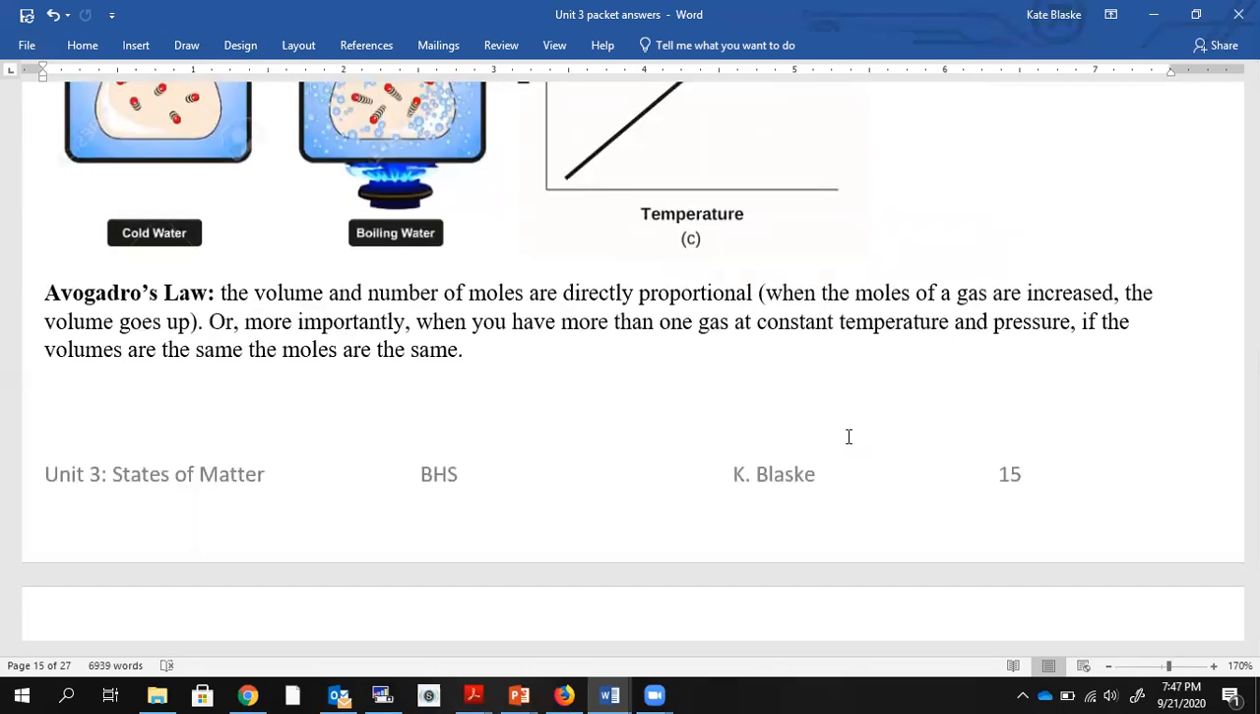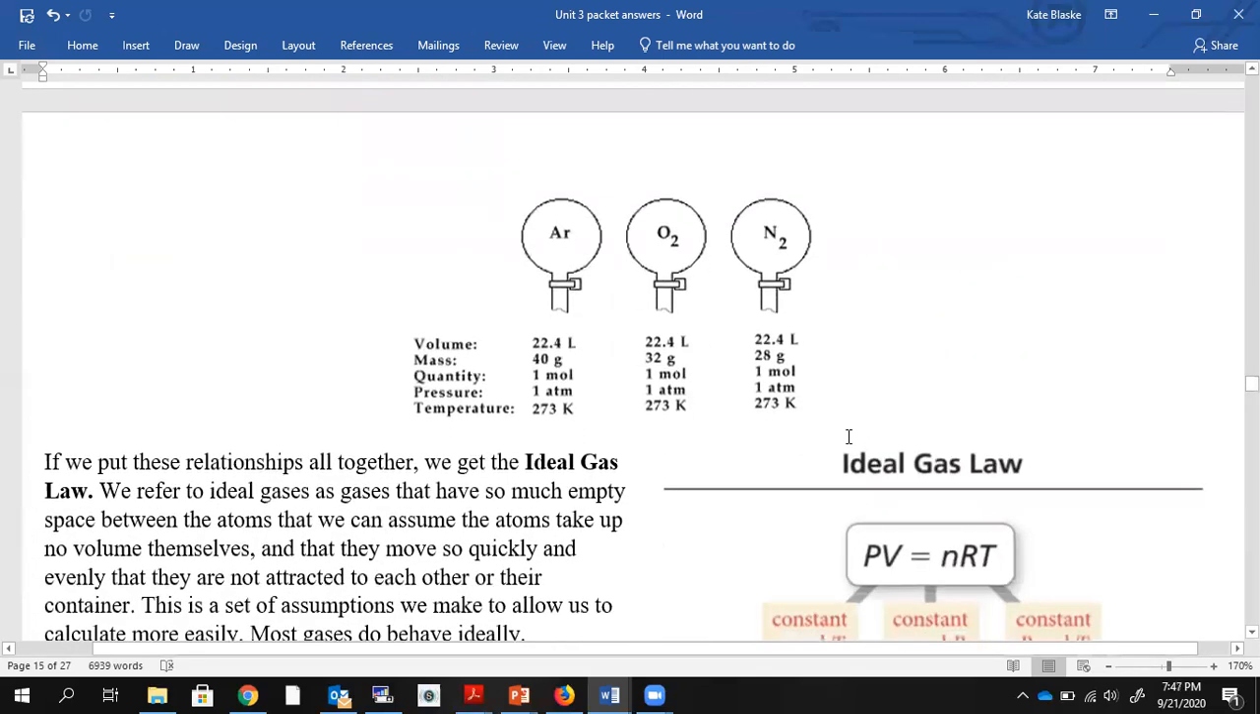If we have the same number of moles of gas at a constant temperature and pressure, then they will take up the same amount of volume. So we've got a little picture here showing that that is true. If I have argon, O2, and N2 gases all at the same volume, they're going to have the same number of moles as long as my pressure and temperature are constant. But notice that the mass of those gases is not necessarily the same, because the molar mass of those gases is not the same.